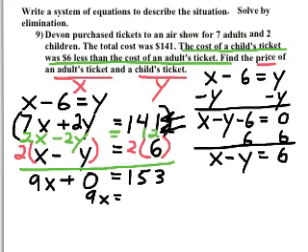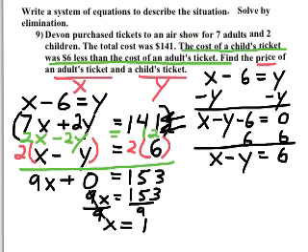So 9x equals 153. Divide both sides by 9. The 9's cancel here. And so we have x equaling 17. Okay, so we'll stick this back into one of our equations. Let's use the easy one, x minus 6 equals y. So we have our x, right, which is our adult tickets. Our adult tickets cost 17 bucks. 17 minus 6 equals 11. So the children's tickets were 11.